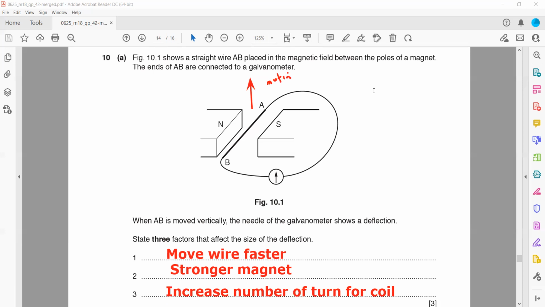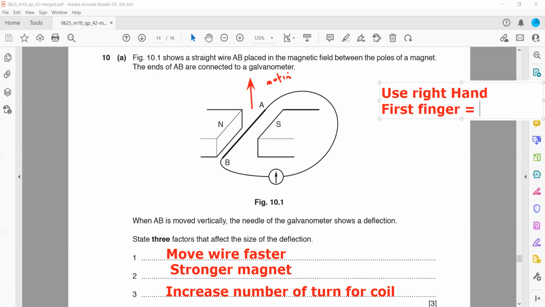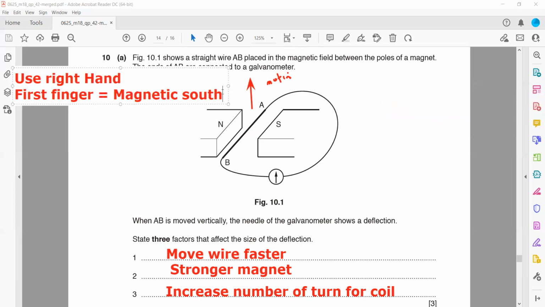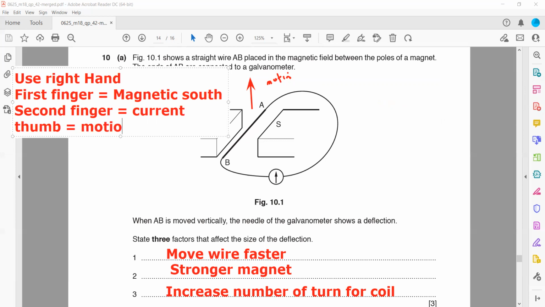Use the right hand rule. Your first finger, the index finger, will represent the direction of the magnetic field, the south pole of a magnetic field. Your second finger will point in the direction of the current, but we don't know the current that we are finding, so we cannot point. The second finger automatically shows us the direction of the current, and the thumb will represent the motion of the wire.